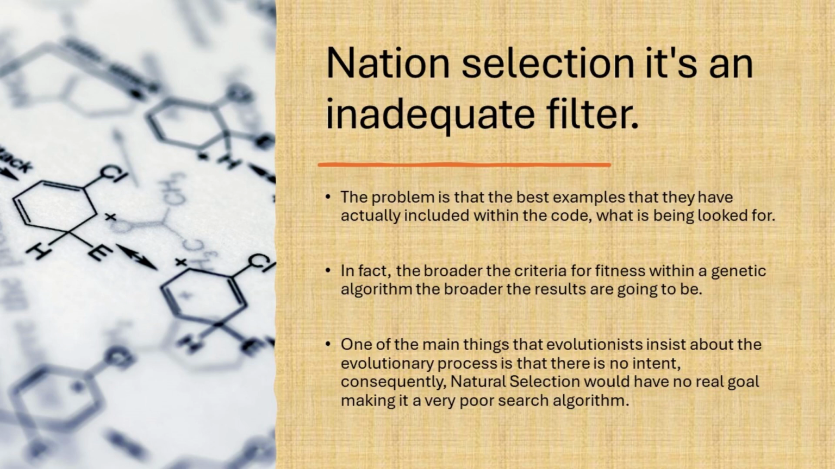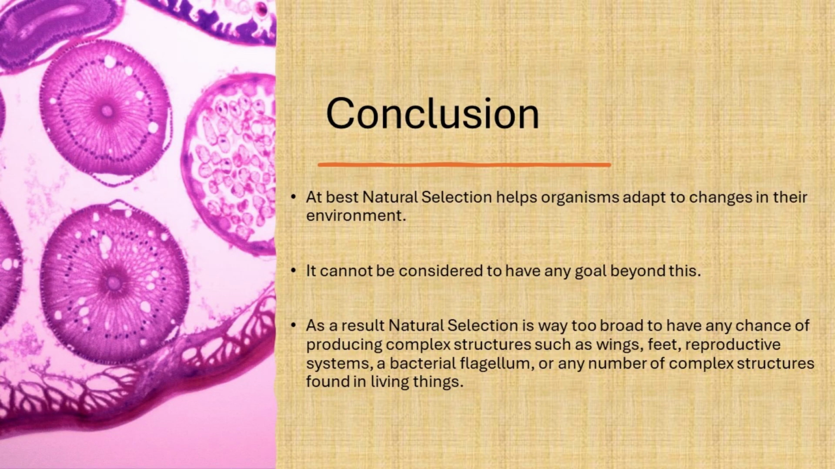One of the main things that evolutionists insist about the evolutionary process is that there is no intent. Consequently, natural selection would have no real goal, making it a very poor search algorithm. In conclusion, at best, natural selection helps organisms adapt to changes in their environment. It cannot be considered to have any goal beyond this. As a result, natural selection is way too broad to have any chance of producing complex structures such as wings, feet, reproductive systems, a bacterial flagellum, or any number of complex structures found in living things.